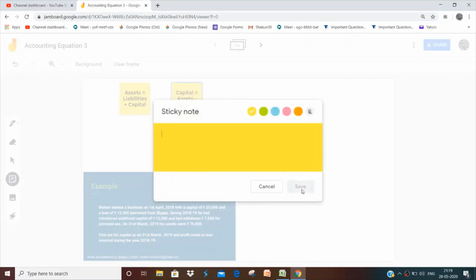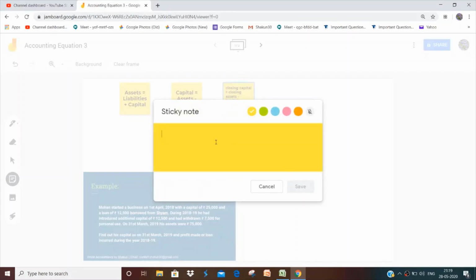Since we need to find out the closing capital, our closing capital will be equal to our closing assets which are given in the question minus liabilities. Since there is no balance of liabilities opening or closing, I've just written liabilities here. So my closing assets given in the question were 75,000 and the liabilities, the loan that was taken, was 12,500. So this means that our closing capital will be 62,500, right? So we have found out one of the answers.